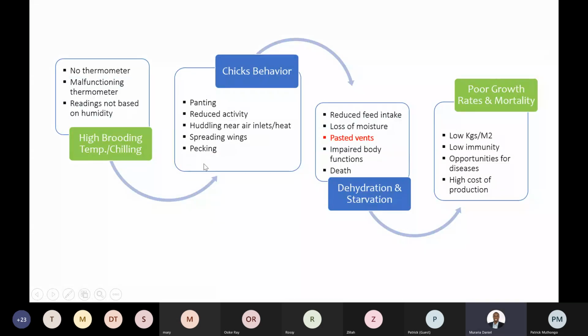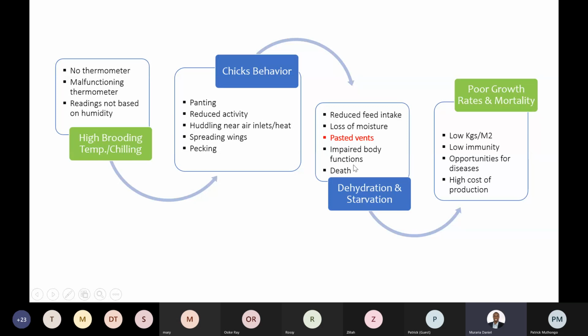When these chick behaviors go on for long, there are some things that are going to impact your chicks. One, they are going to reduce their feed intake. Two, they are going to lose moisture. I've mentioned this in terms of when they pant. Three, and clearly Patrick has taken us through, you're going to have incidences of pasted vents. Four, this is going to happen internally in the chick: you're going to have impaired body functions. These are things maybe you will not be able to see with your eyes, but you're going to see that the chicks are now succumbing to death. So what you now call early chick mortality.